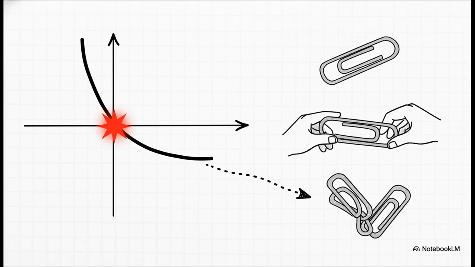But if you keep pulling, you hit a critical moment, the yield point. This is the point of no return. Once you go past this point, any deformation is permanent. The material is now in what we call the plastic region. And this is exactly what's happening when you bend a paperclip. It stays bent because you've pushed that steel right past its yield strength.